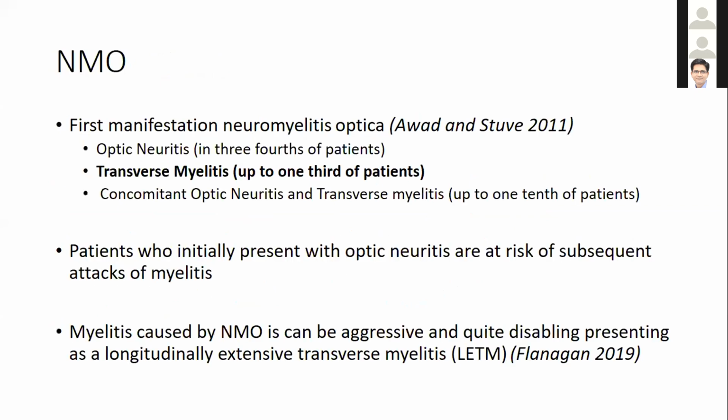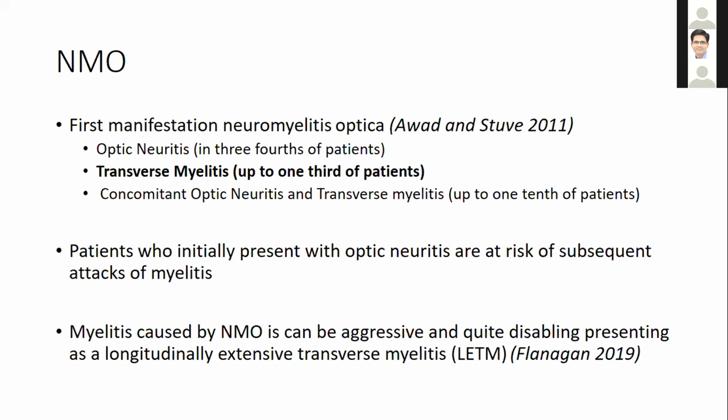I'll just highlight a few points pertinent to the case. The first, I think, has already been talked about briefly, that the first manifestations of NMO can include optic neuritis, transverse myelitis, and sometimes we can have both. And we can have transverse myelitis occurring in up to 1/3 of patients with NMO.